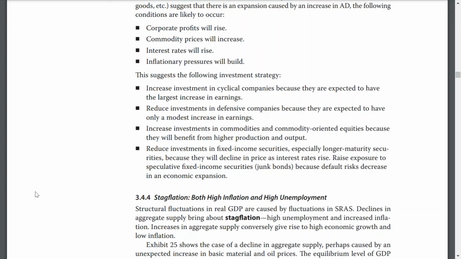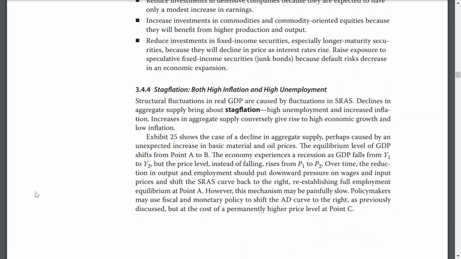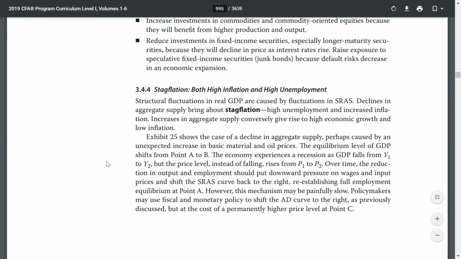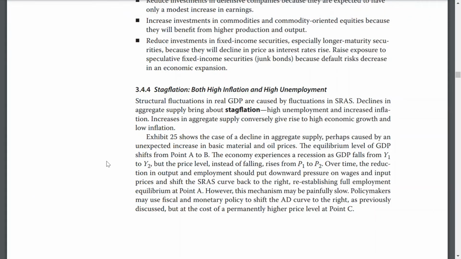Increase exposure to speculative fixed income securities or junk bonds because default risk decreases as the economy expands. Stagflation: both high inflation and high unemployment. Oh, nobody likes stagflation. Stagflation is literally the worst thing on earth.